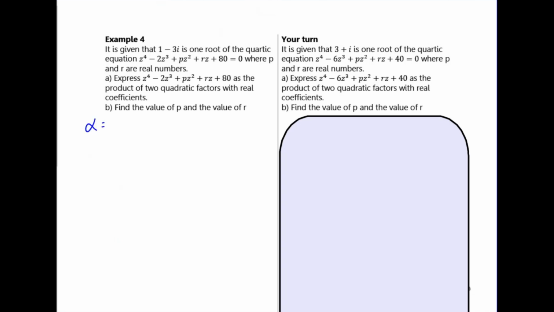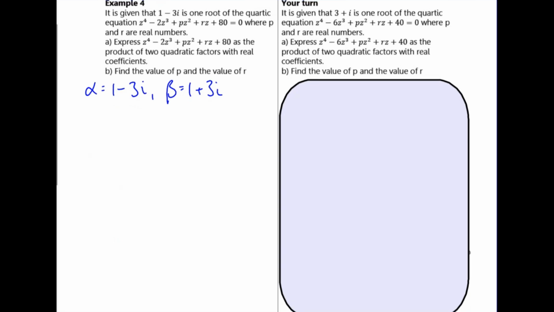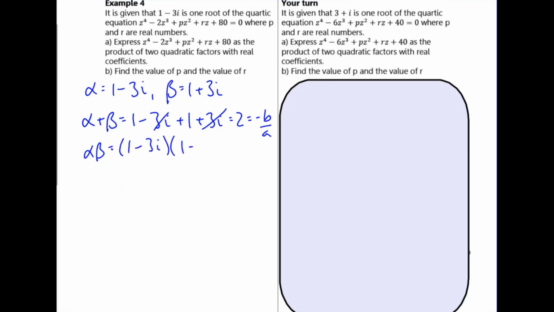So if one of the roots is 1 minus 3i, we can immediately write down that one of the other roots must be the complex conjugate, 1 plus 3i. We can work out the quadratic from this. So the sum of these roots is just 2, so the i's cancel. And that's equal to minus b over a for a quadratic.